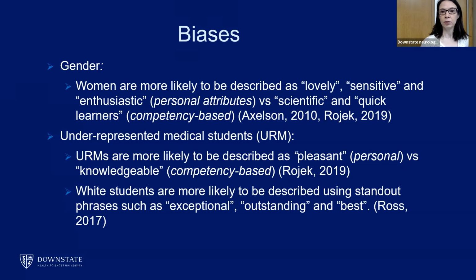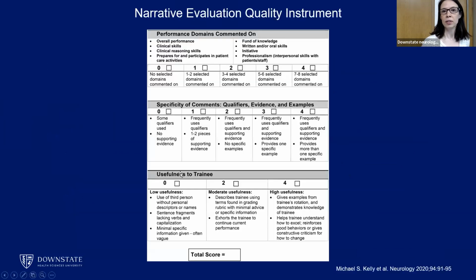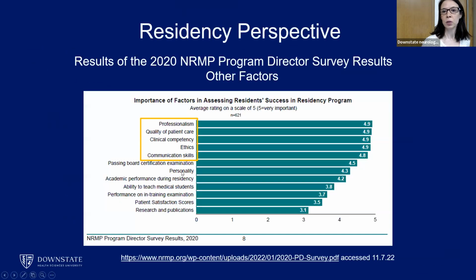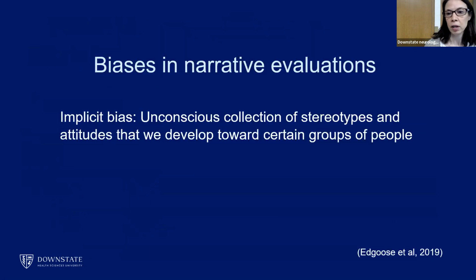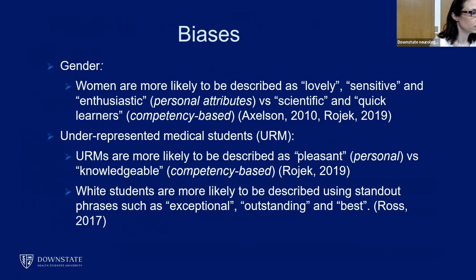This is where I think it's helpful to go back to what people are looking for. If what we're saying is that somebody is lovely, it really doesn't answer the question of, does anybody want them as a resident? Similarly to women, underrepresented medical students are more likely to be described using personal attributes like pleasant, as opposed to competency-based words such as knowledgeable.